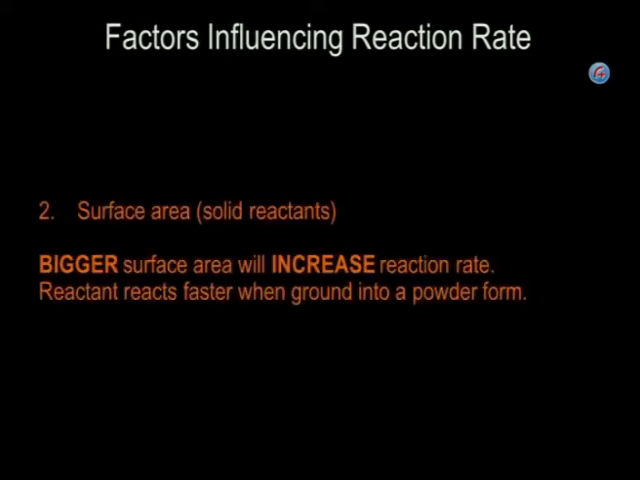The second factor is surface area, and this holds for solid reactants. If you have a bigger surface area, the rate of the reaction will increase. The reactant reacts faster when it is ground into powder form. Why? Because you are increasing the surface area. So you are increasing the amount of area where the two reactants can collide onto one another, and therefore the reaction rate increases.